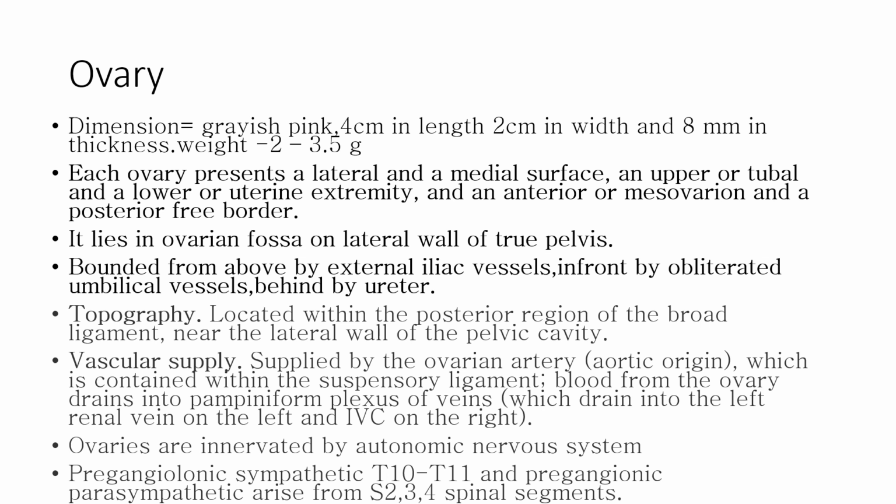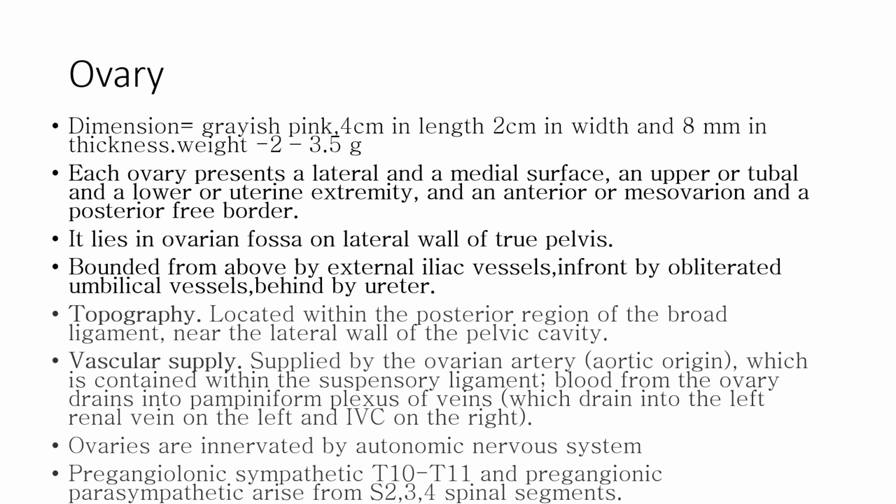Okay. So it lies in the ovarian fossa on the lateral walls of the true pelvis, bounded from above by the external iliac vessels. Above means anterior. Okay, anterior it is bounded by the external iliac vessels, in front by the obliterated umbilical vessels, and behind by the ureter. Okay, then topography, where it is located: it's located within the posterior region of the broad ligament near the lateral wall of the pelvic cavity.